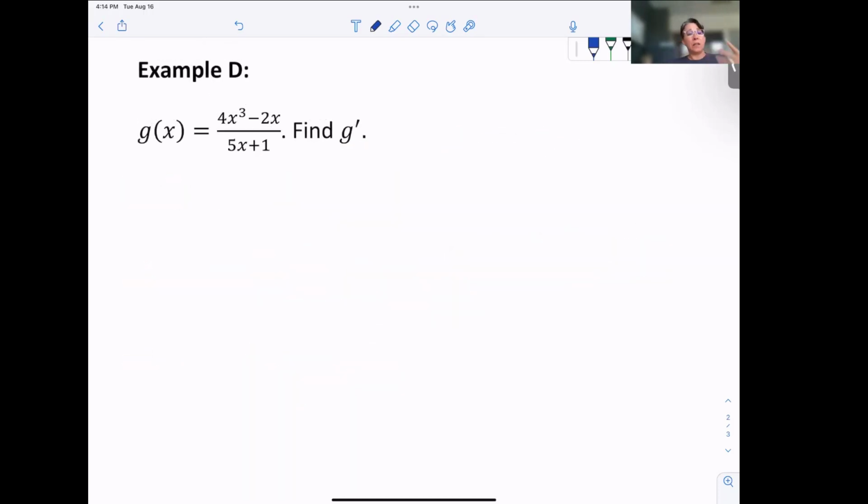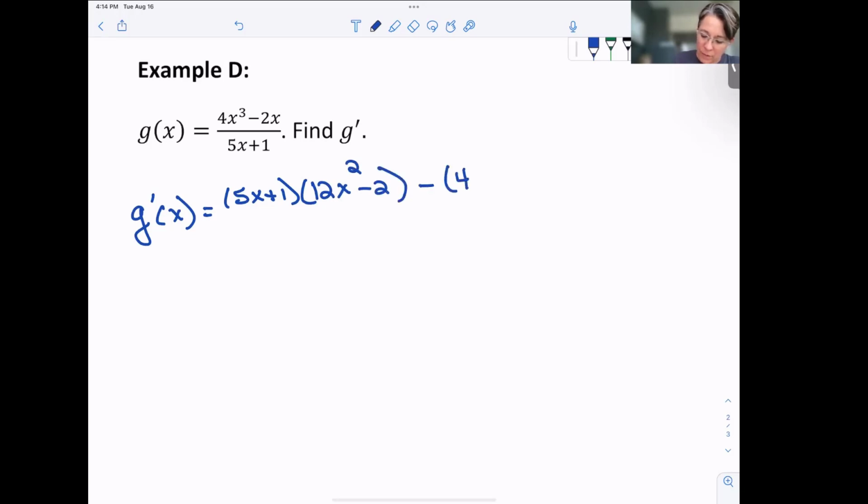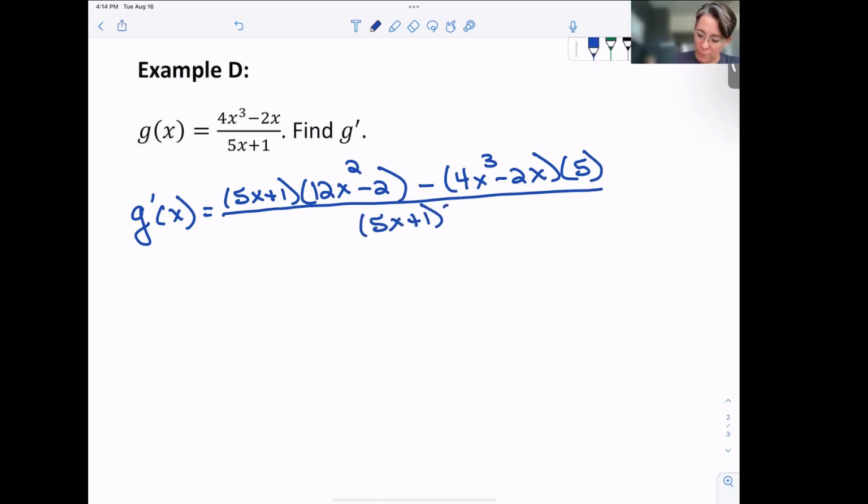In example D, we have a quotient again, so we want to find the derivative. So we take the bottom function as is, low, D high, so the derivative of the top function, which would be a 12x squared minus 2, minus the top function as is, times the derivative of the bottom function, which would just be 5, all over the bottom function squared. So again, it's like a template. Low D high minus high D low, over low, over low. Now it's just some algebra to clean it up.